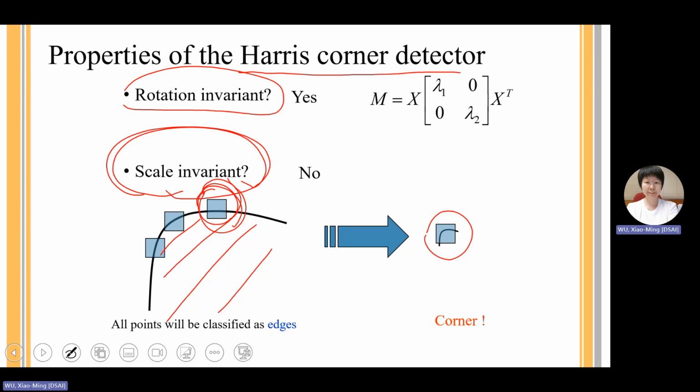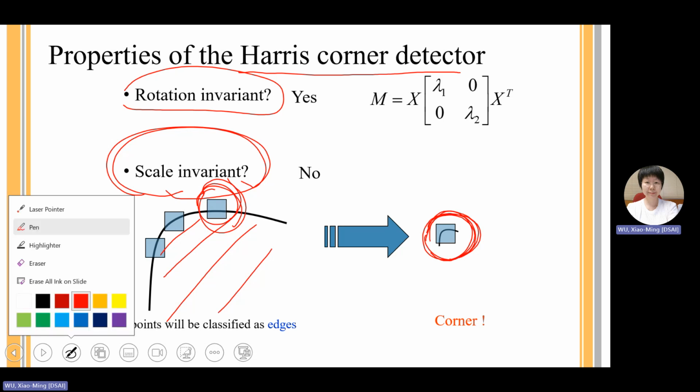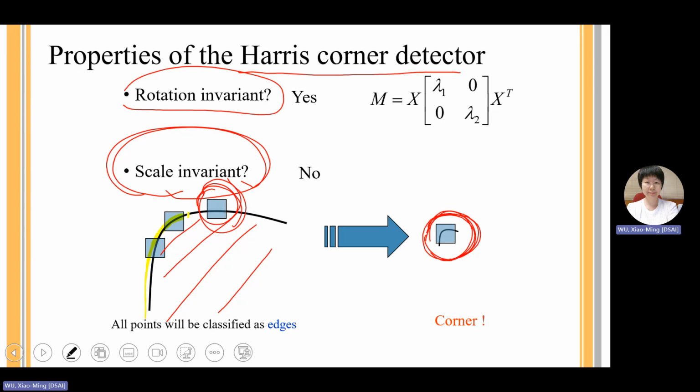So apparently, if we apply the blue window, it is suitable for detecting a small corner. It's suitable for detecting corners of this size. But if we apply it on this large corner, the window is too small. The window is overly small.